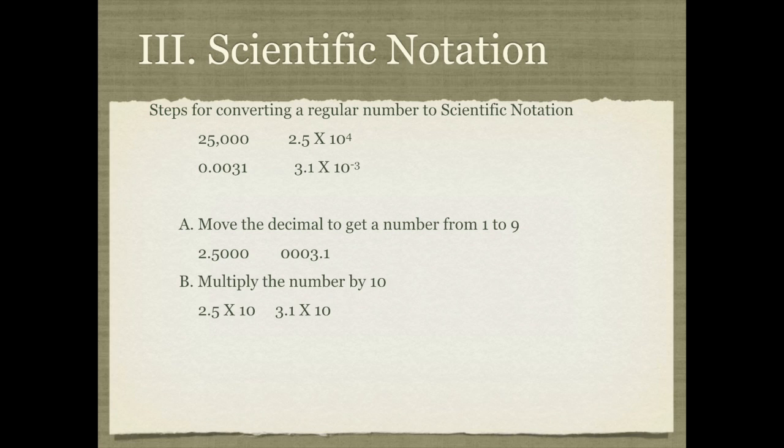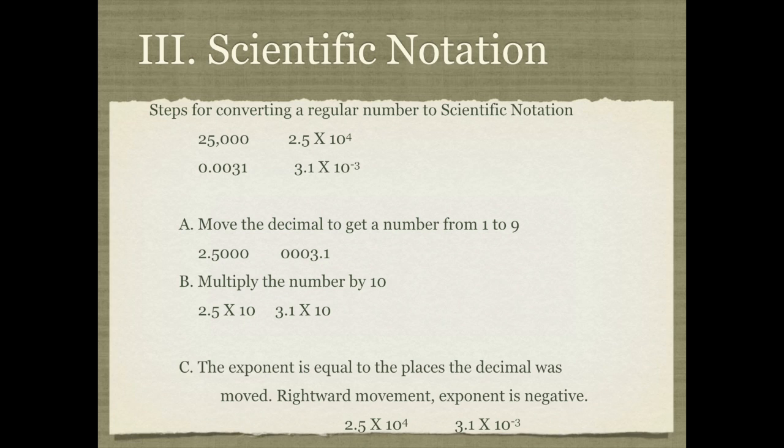Then, of course, we just multiply that number by 10 because that's going to be the standard. And then finally, we want to think about how many places we move the decimal. When we move the decimal rightward, then the exponent is negative. As we see here in this 3.1 times 10 to the minus 3, we moved it 3 spaces to the right, and so that got us negative 3. And then the 25,000, we moved it 4 places to the left, and that has a positive value. So that's how we put numbers in scientific notation, and we just want to be able to remember that.